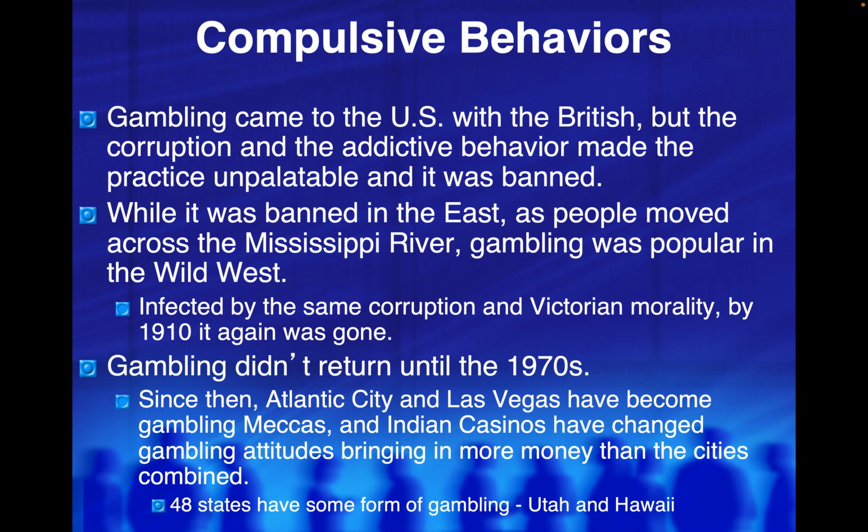Since then, Atlantic City and Las Vegas have become gambling meccas, and Indian casinos have changed gambling attitudes, bringing in more money than the cities combined. 48 states have some form of gambling. The only two that don't are Utah and Hawaii. And if you ask yourself, why in the world would Utah and Hawaii not have any gambling? The answer is the Mormon Church. Huge populations of Mormons in both Utah and Hawaii.